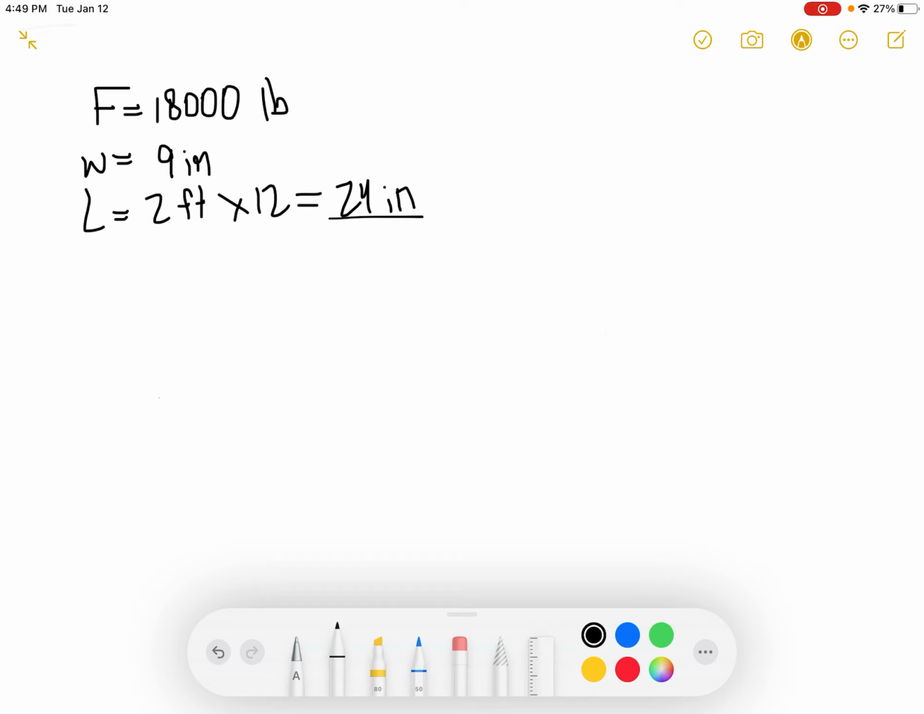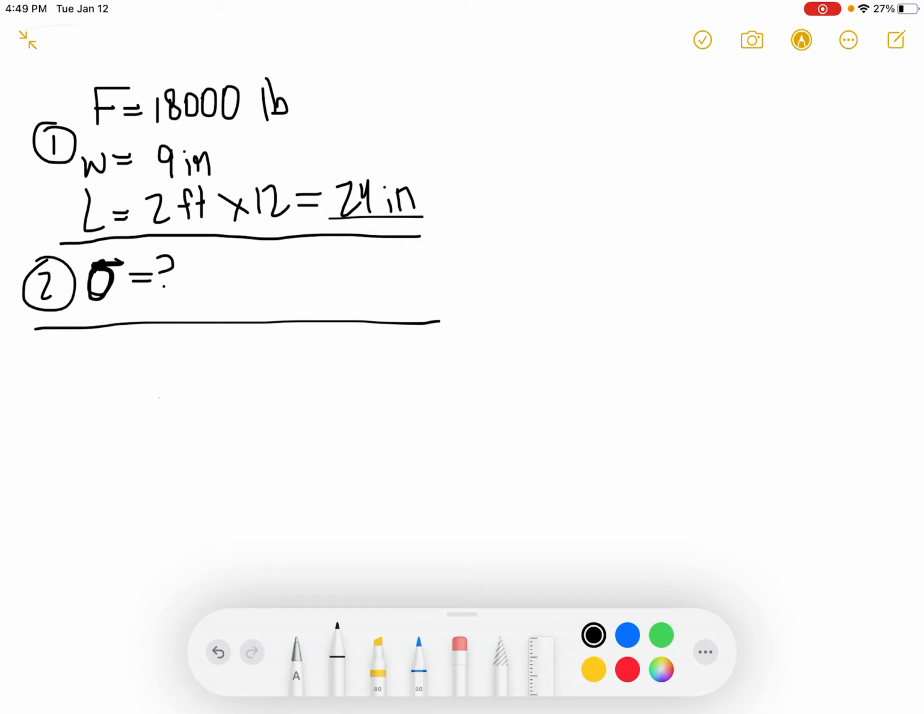What are the other numbers we see? No other numbers. And so we said our knowns. That was step 1. That's the things we know, but we don't know what stress is. So now we need to draw it.